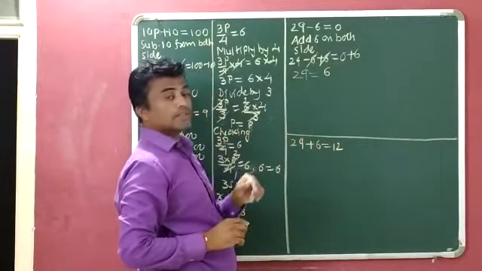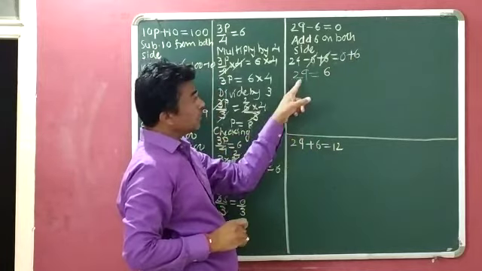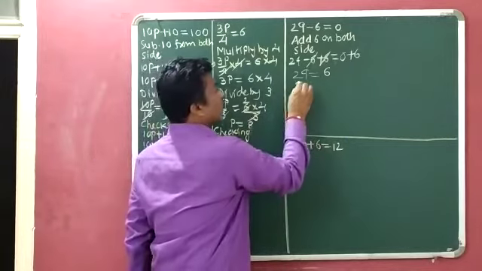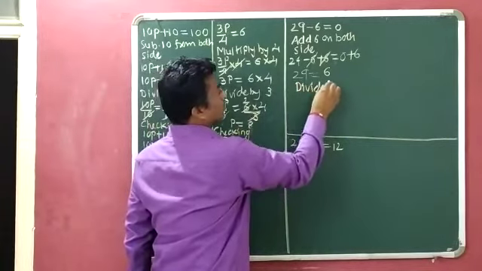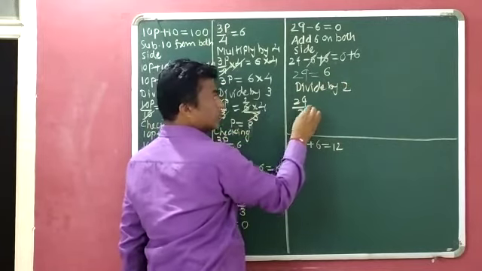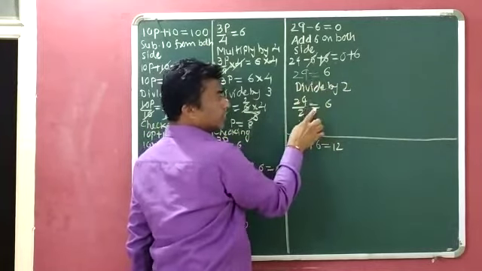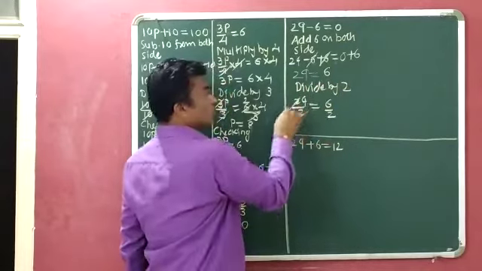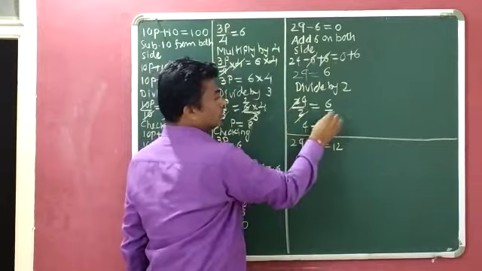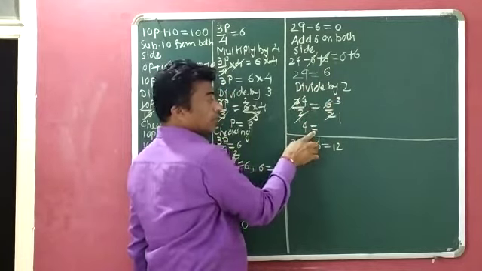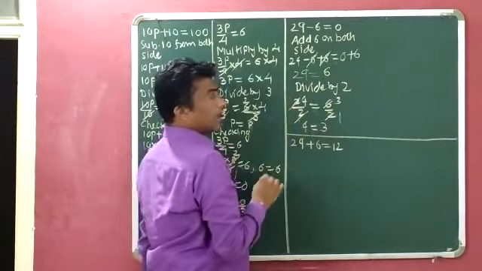Now 2 and q relation is what? Multiplication. So we can divide by 2 on both sides. So 2q, this side also divide by 2, is equal to 6. This side also we can divide by 2. 2 2 cancel. So q is equal to 2 1s are 2, 2 3s are 6. So q is equal to 3 only left.